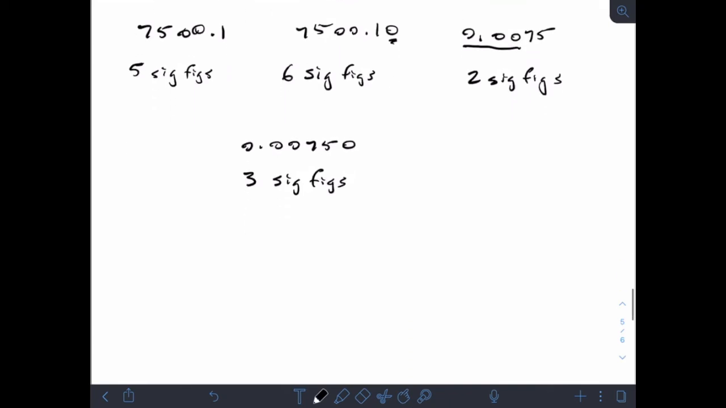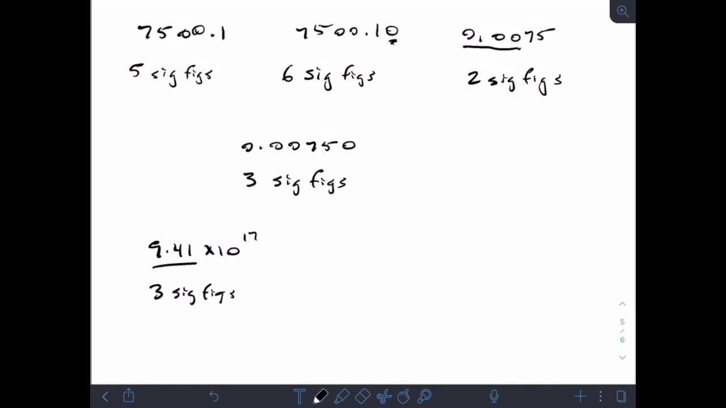Right now I'm thinking about scientific notation. How do we do sig figs for scientific notation? 9.41 times 10 to the 17. When we're trying to decide sig figs for scientific notation, we only look at the coefficient. And in this case, it's all non-zeros, so this number has 3 sig figs.